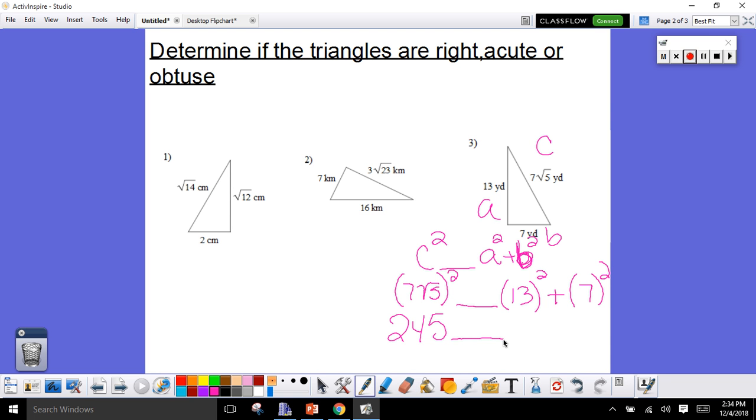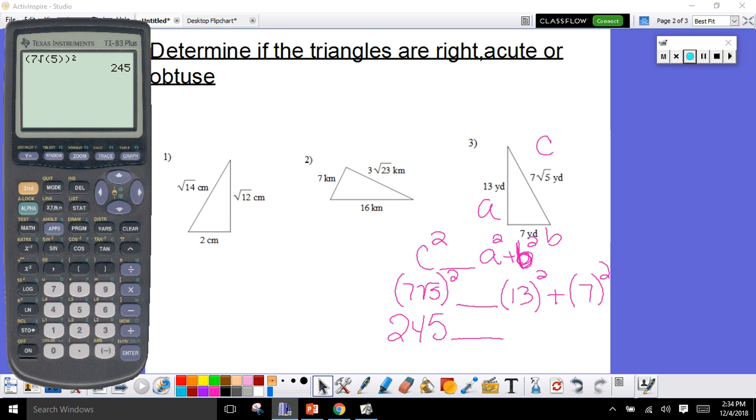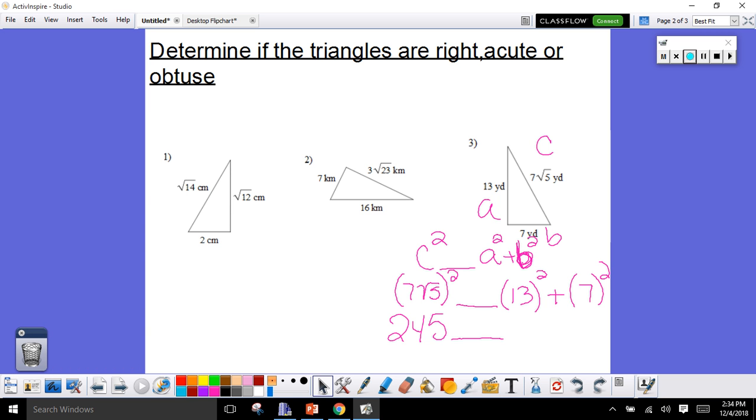Now I'm going to check the other side. So I'm going to put 13 squared plus 7 squared. That's going to give me a total of 218. Now you're going to ask yourselves, what is bigger, 245 or 218? Of course, 245 is bigger. So we know that c squared is bigger than a squared plus b squared. So my triangle is going to be an obtuse triangle.